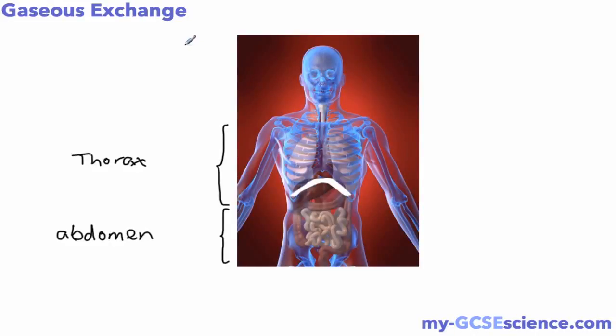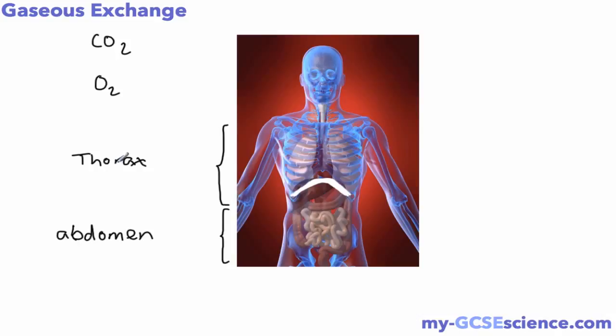Today's video is all about how the lungs are involved in gaseous exchange, and that just basically means the exchange of carbon dioxide and oxygen between the blood and the lungs, or between the blood and the air in the lungs that you breathe in. Okay, so the first thing is just to remember the names of a couple of key parts.